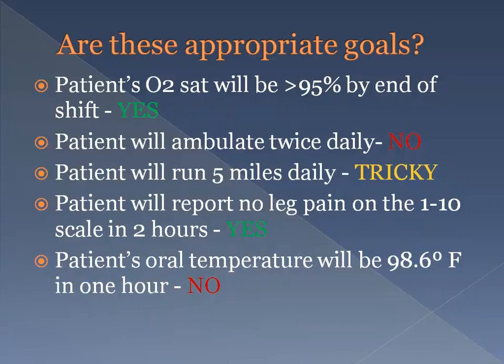Patient will run 5 miles daily. It's about the patient. It says how far and it says how often, but you have to ask yourself, is this realistic? To have a patient and expect them to run 5 miles daily? That one's kind of tricky, so it may not be realistic.